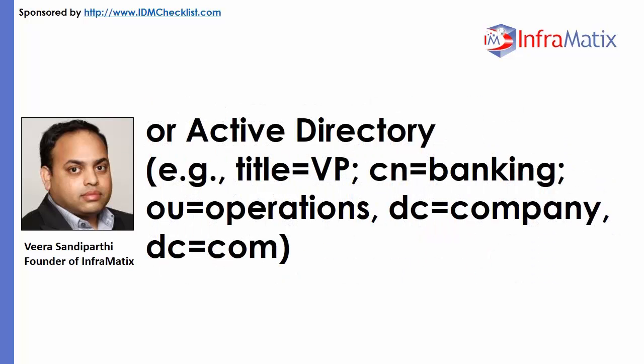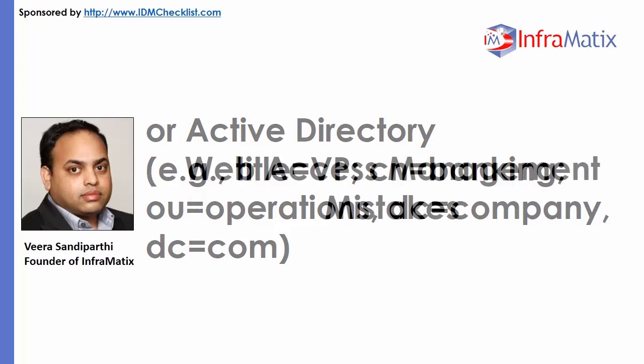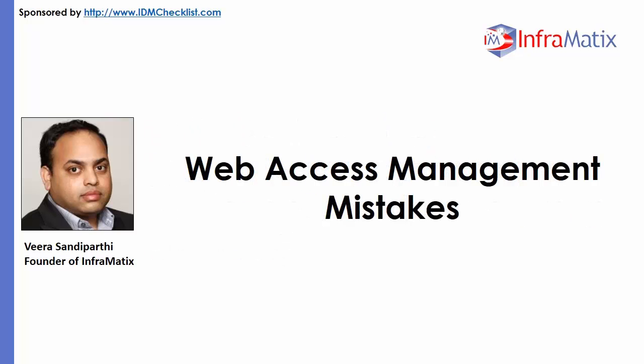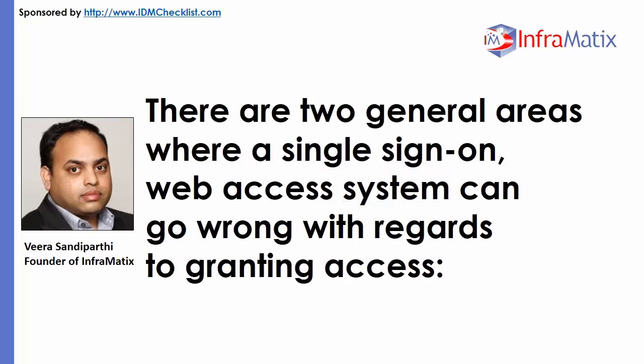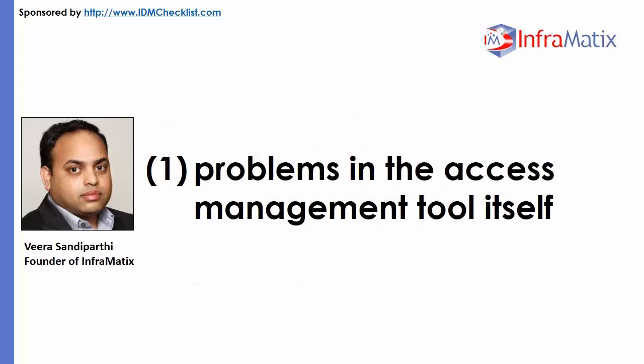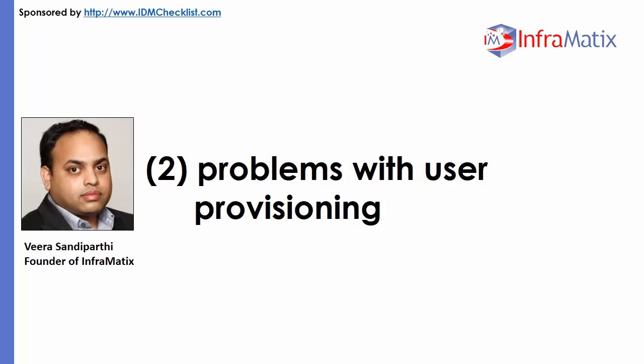Here are the top 4 problems that can cause your web access management system to run afoul of regulations and lead to regulatory fines if the problems persist. Web access management mistakes. There are 2 general areas where a single sign-on web access system can go wrong with regards to granting access. Number 1, problems in the access management tool itself, and number 2, problems with user provisioning. Some of these are technical, some are procedural.